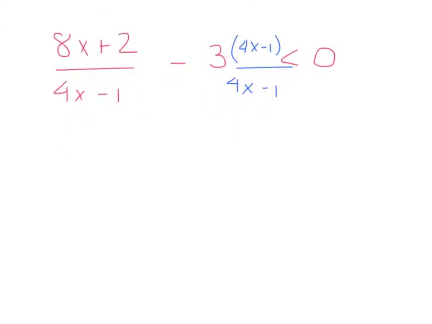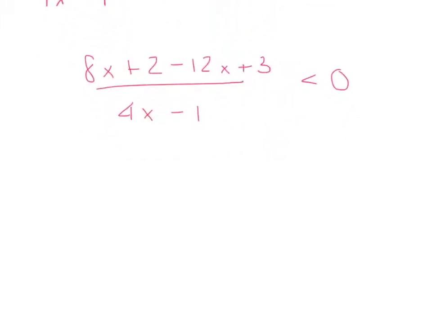And when I do that, I'm going to distribute that negative 3. And now I have my common denominator, so that can stay in the bottom, 4x minus 1. From the given, we got 8x plus 2. Distribute the negative 3. Negative 12x plus 3. And now I have something that's starting to look like our first problem.